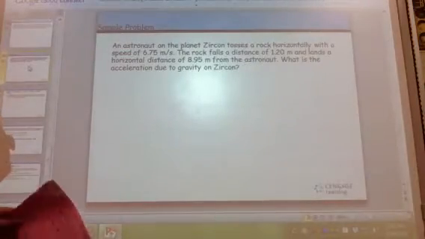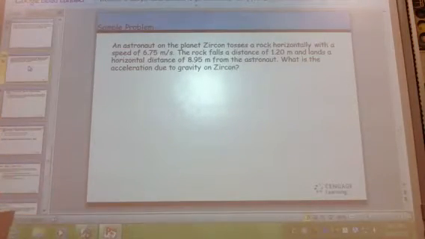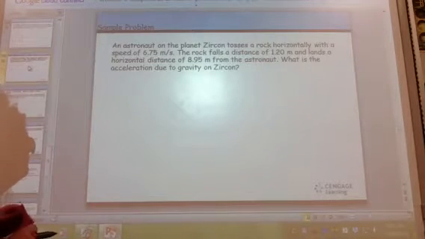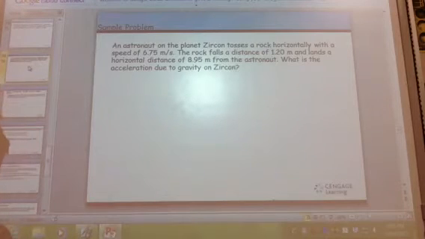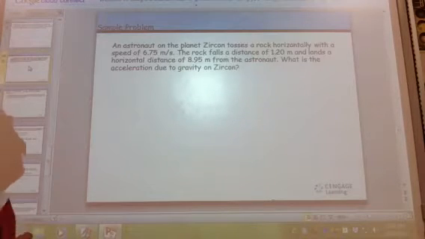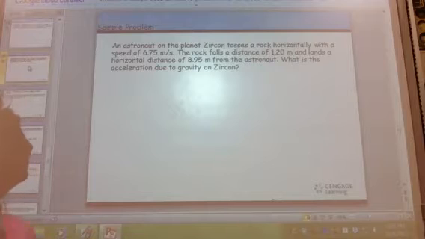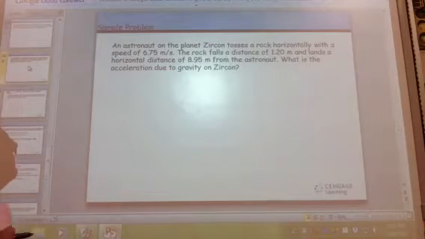Guys, so let's do some sample problems. The first problem I want to do says, an astronaut on the planet Zircon tosses a rock horizontally with a speed of 6.75 meters per second, and the rock falls a distance of 1.20 meters and lands a horizontal distance of 8.95 meters from the astronaut. What is the acceleration due to gravity on Zircon?